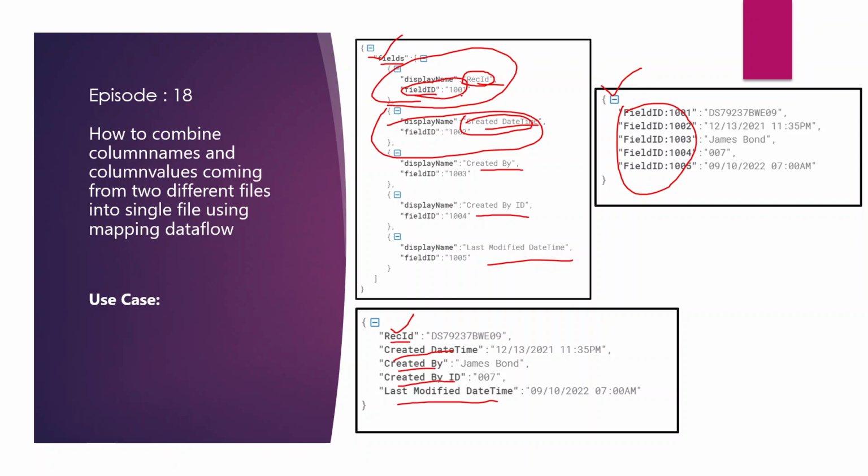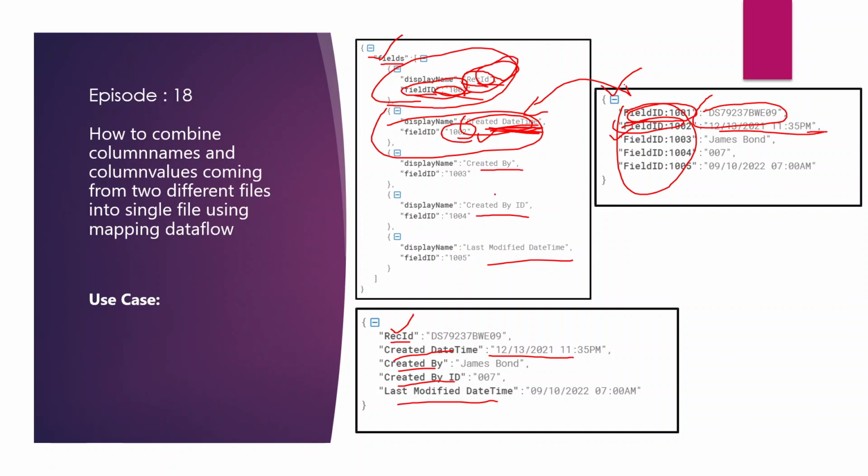Basically, we want to join these two files based on the field ID, and wherever the field ID matches, this column should have this value assigned to it. Similarly, on the basis of field ID we will join these two files, and 1002 should be joined, and created date time should get this value as the output.